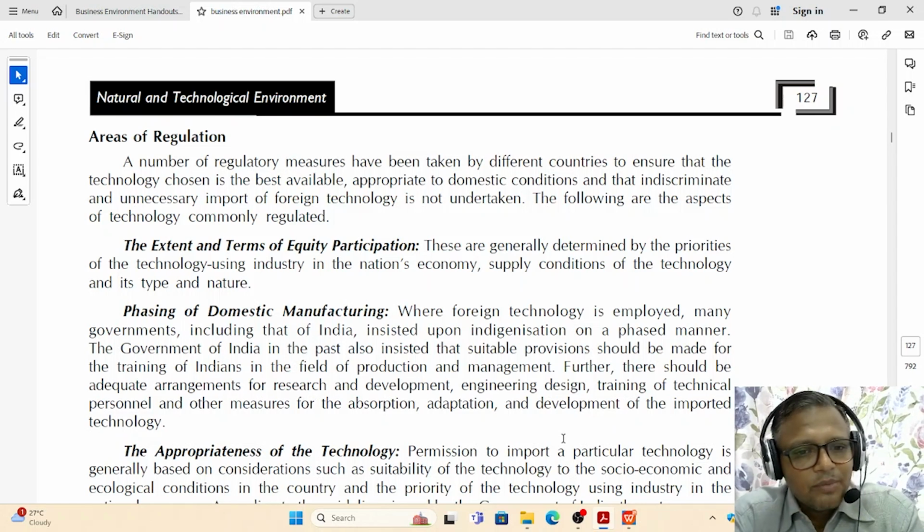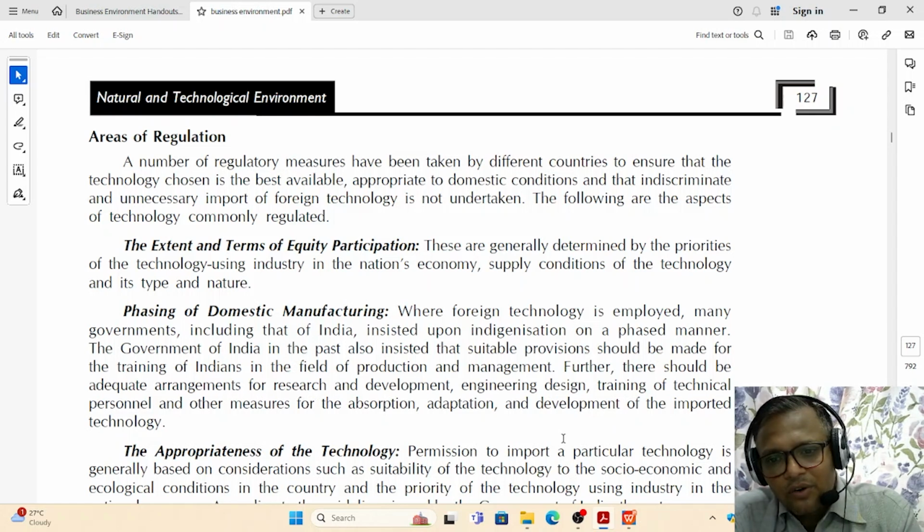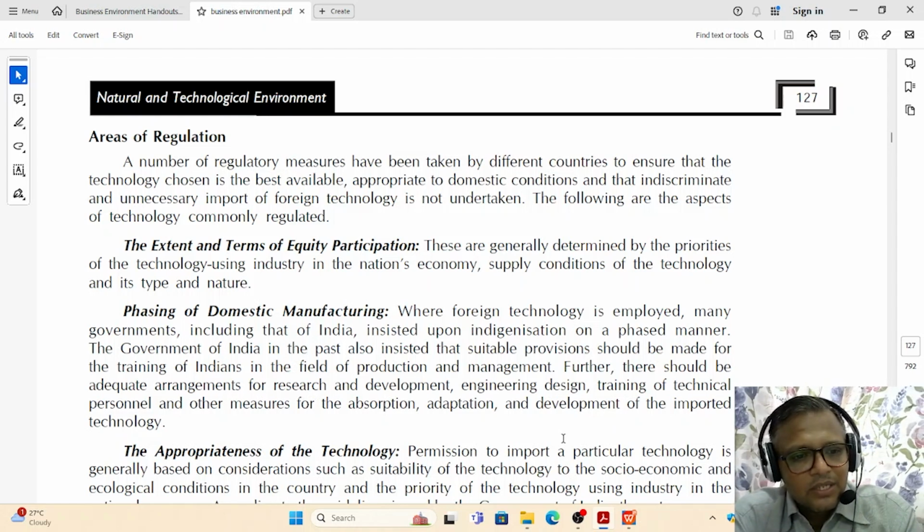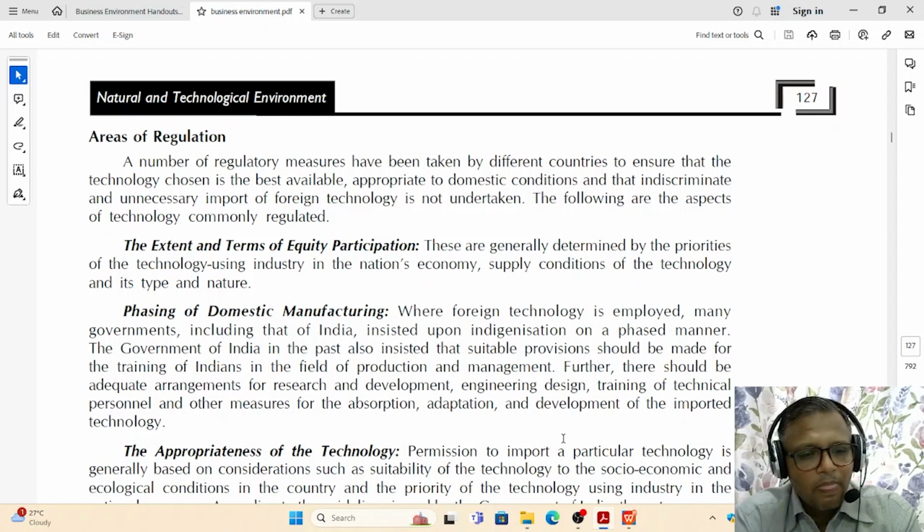Second is phasing of domestic manufacturing. Where foreign technology is employed, many governments, including that of India, insist upon indigenization in a phased manner. Thus, the government of India in the past also insisted that suitable provisions should be made for the training of Indians in the field of production and management. Further, there should be adequate arrangements for research and development, engineering design, training of technical personnel, and other measures for the absorption, adaptation, and development of the imported technologies, and so on.